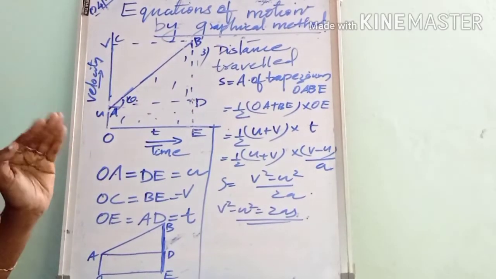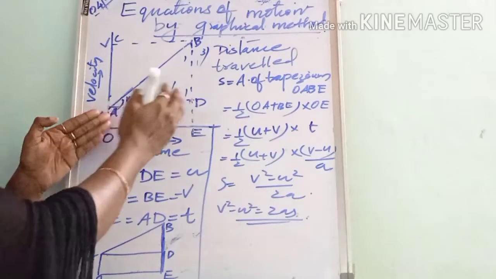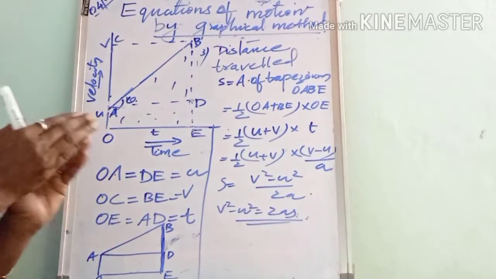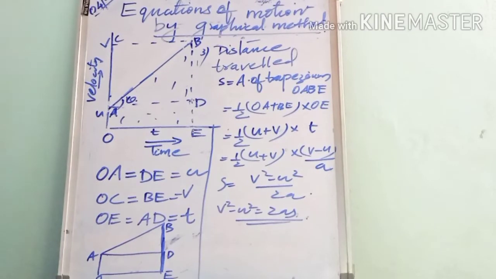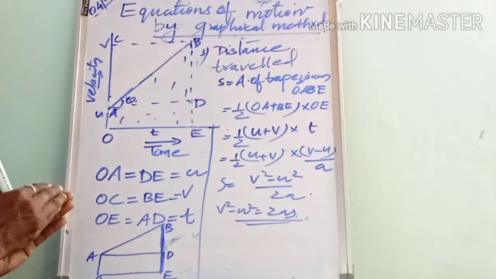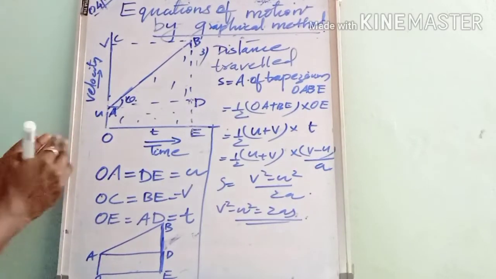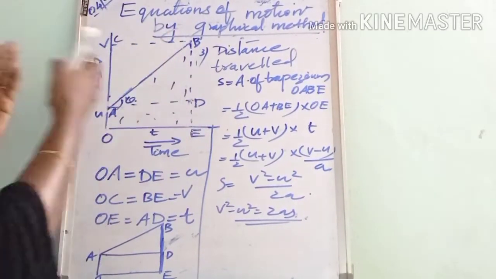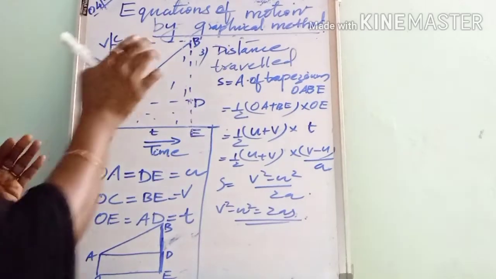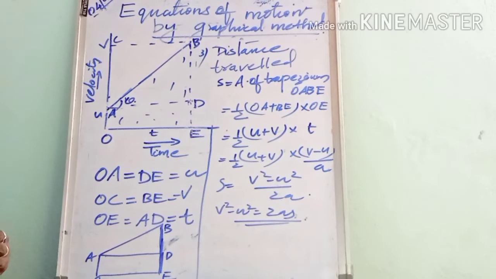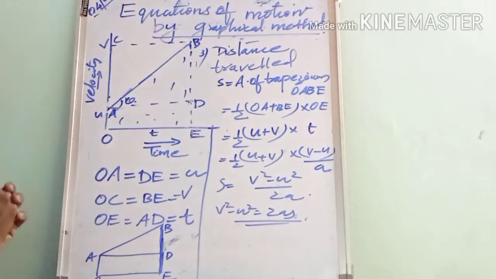In the previous derivation we split the trapezium as a rectangle and a triangle, then added both areas. But here, instead of splitting it, we are considering it as a trapezium itself. So we have to find the area of the trapezium OABE, which is equal to the distance travelled.